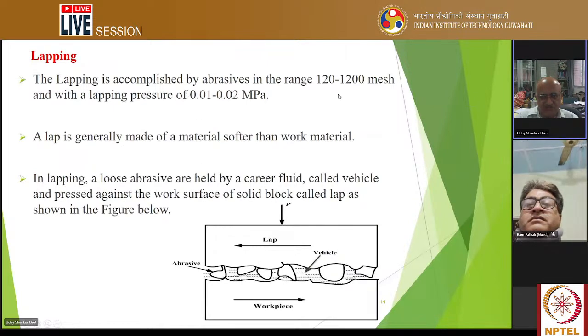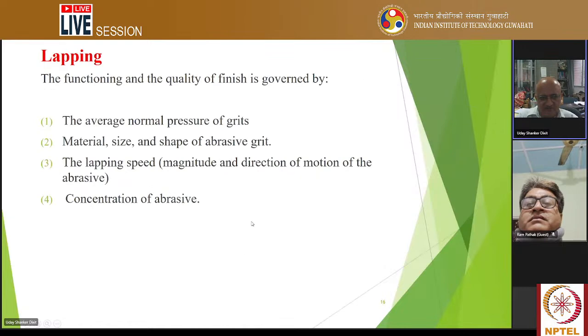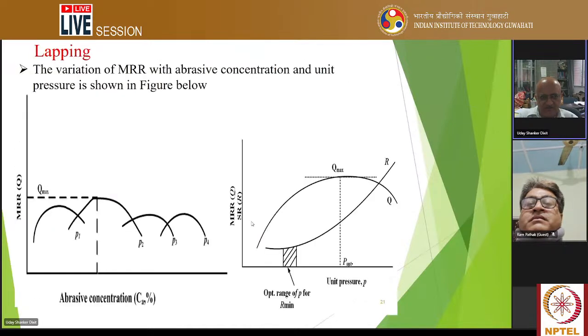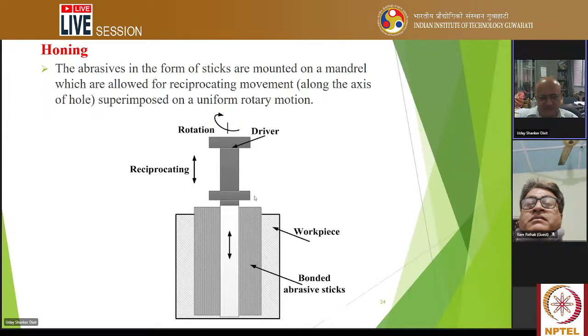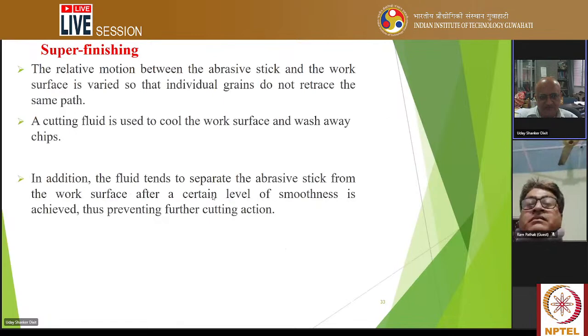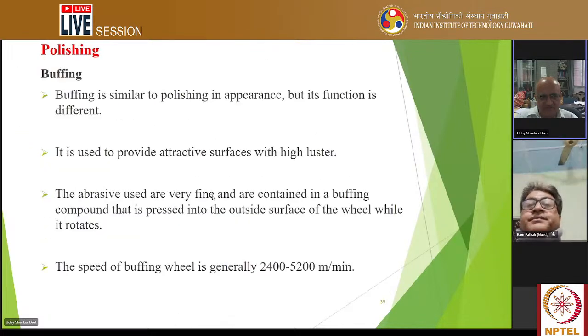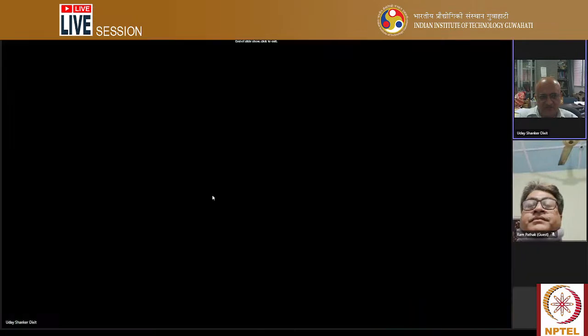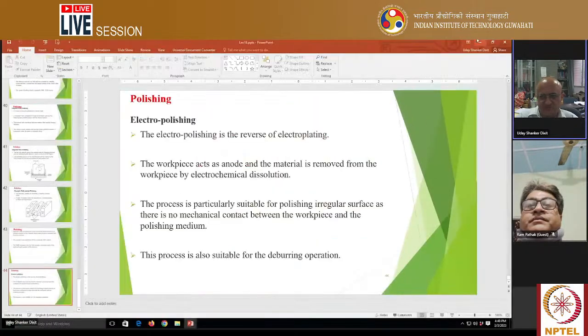Lapping is accomplished by abrasives in the range of 120 to 1200 mesh, with a lapping pressure of this much. The lap is generally made of material softer than the work material, and abrasives are loosely bonded, held by carrier fluid. Then you have honing. Mostly IC engine cylinders are sometimes honed. It can make texture also. And then super finishing, and after that polishing, buffing, and magnetic field assisted polishing. These are the things about this one.